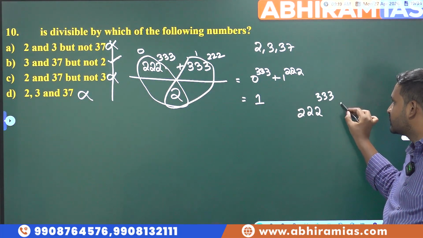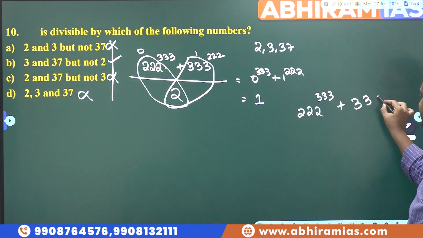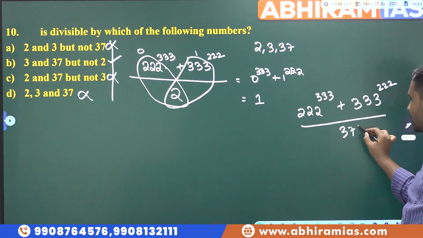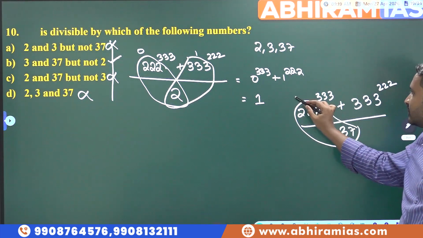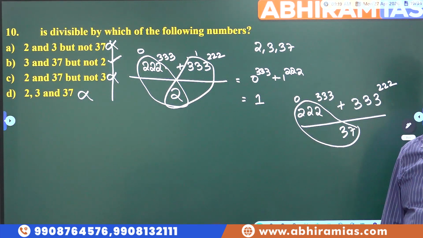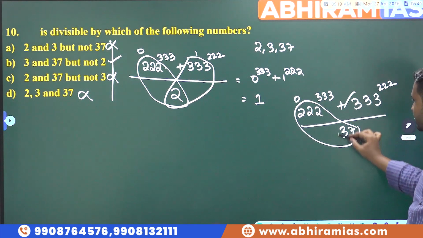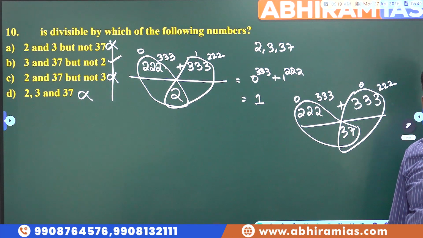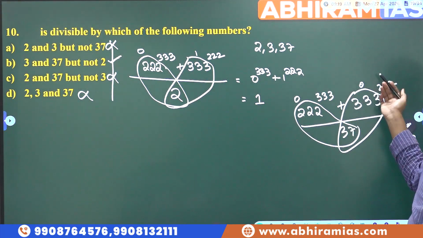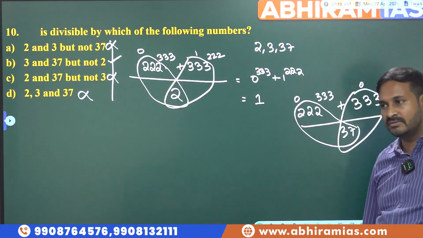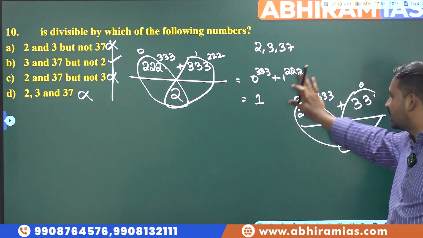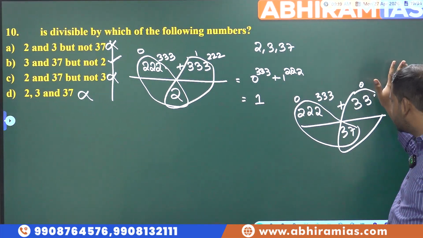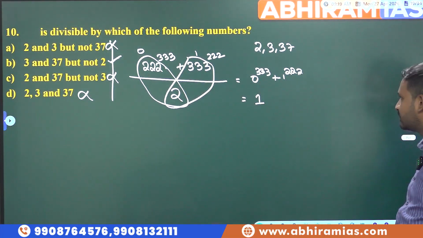Just for your understanding, no need to write these things, just for your knowledge's sake. 222 by 37 is 0 remainder, 37 sixes are 222. 333 by 37, this is also 0. Why? Because 37 nines are 333. 0 power anything is 0, everything will become 0. That means it is divisible by 37. That is how we check the divisibility rules.